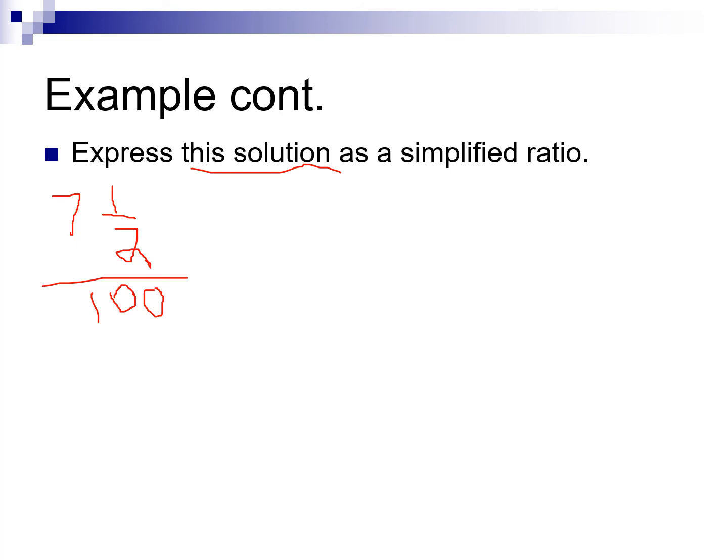So what can you tell me? What is 7.5? This is a mixed number. I want to change it to an improper fraction. So we should say 15 over 2, right? 15 over 2 is the same as 7.5. Now remember, this line here is basically telling me divided by. So I'm going to say 15 over 2 divided by 100.